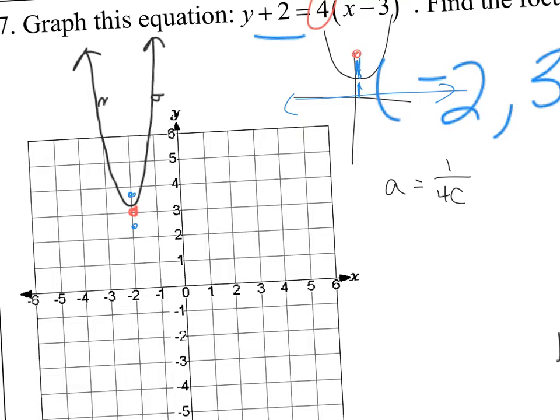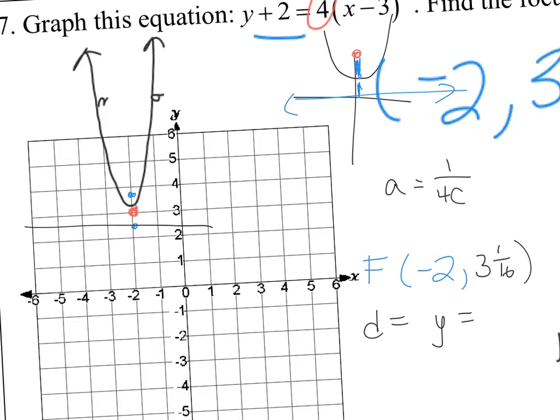So my focus is going to be at -2, because the x value is still going to be the same, but then I'm going up, so 3 1/16. And my directrix is going to be the equation y equals 1/16 less than 3, so that's y equals 2 15/16.